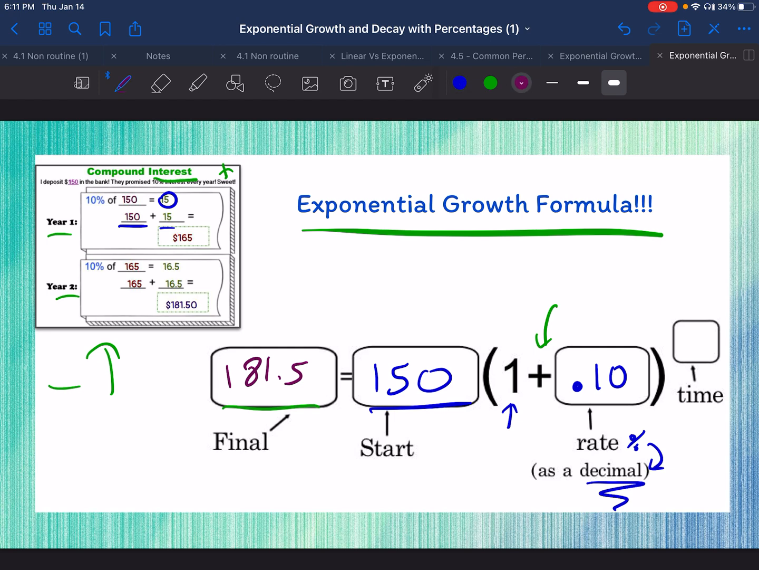A lot of the formulas have time represented as t, but in this case, we know that to get 181.5, we calculated it for exactly 2 years. And that's how you use the formula. You have your final amount, your starting amount, your rate as a decimal, and then the time. And that's all you need. Let's try some examples.